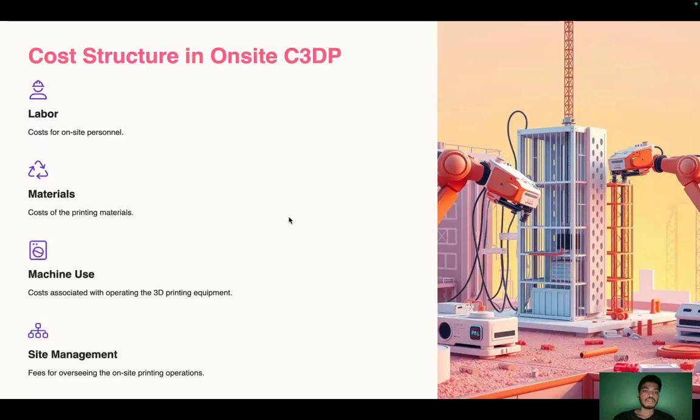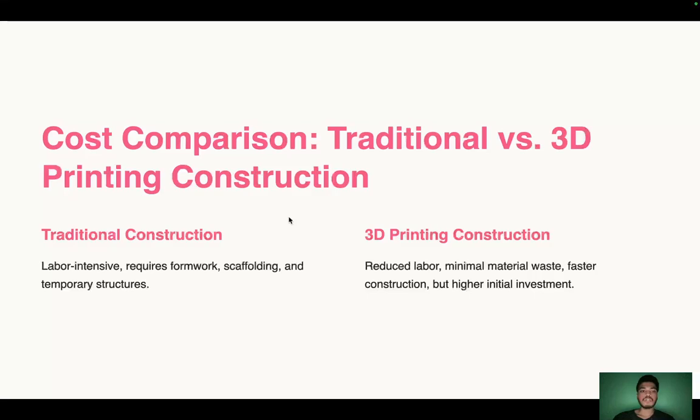Cost structure in on-site C3DP: labor, material, machine use, site management. Labor consists of the cost for on-site personnel, material is the cost of the printing materials, machine use is the cost associated with operating the 3D printing equipment, and site management is the fees for overseeing the on-site printing operations. Cost comparison: traditional versus 3D printing construction.